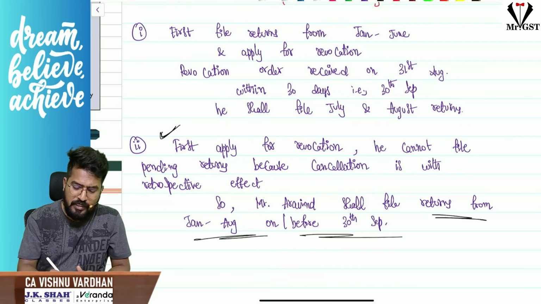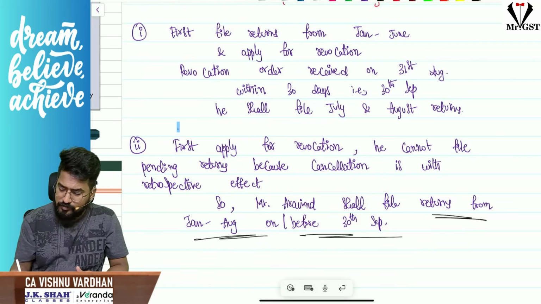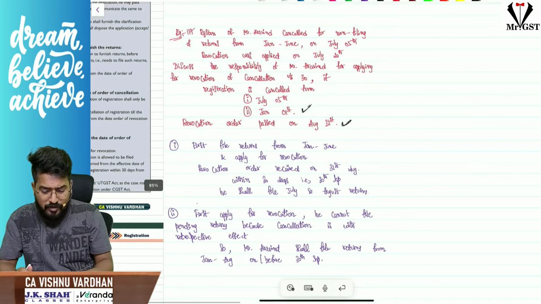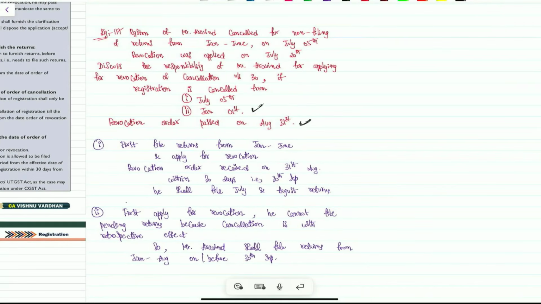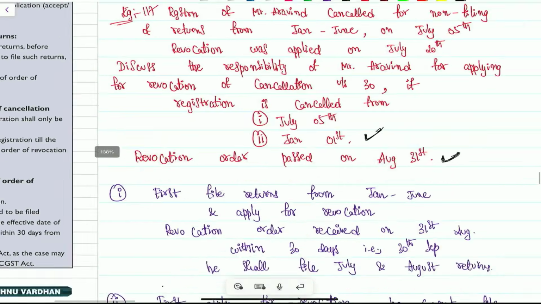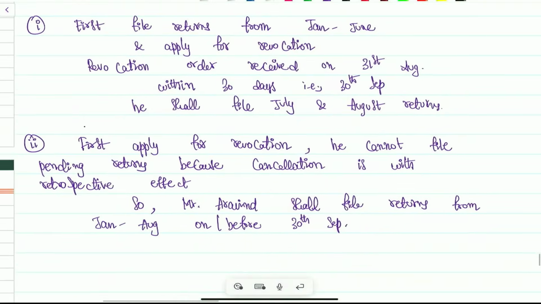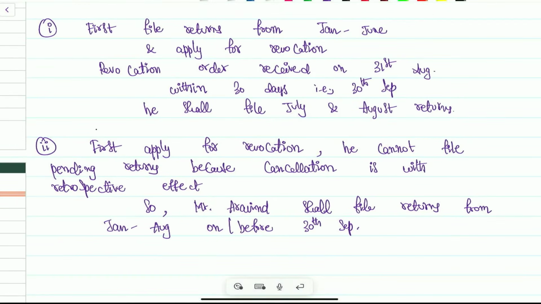So simple. When your registration is cancelled because of not filing the returns, whatever returns you are able to file, just pause the video and go through this. Whatever returns you can file, file them, and then file the balance returns after revocation within 30 days. And if you say, sir, I am not able to file any returns, then first ask for revocation, and then whatever the pending returns are, you file within 30 days. That is the concept.